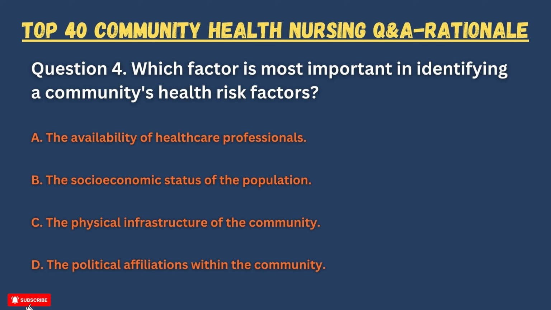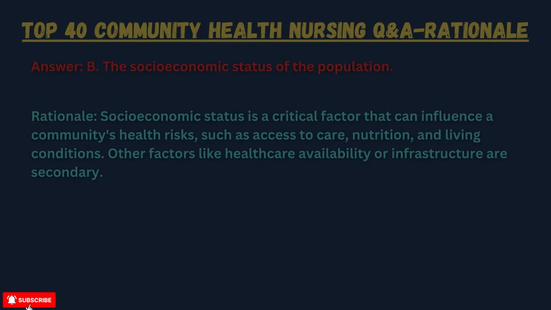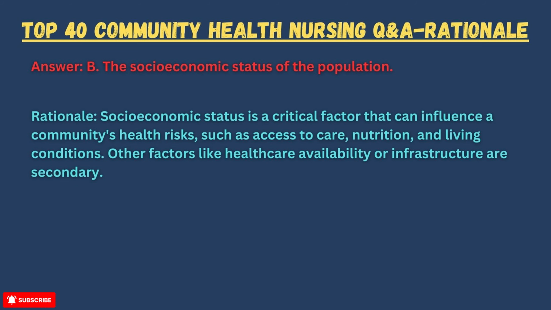Question 4. Which factor is most important in identifying a community's health risk factors? A. The availability of healthcare professionals. B. The socioeconomic status of the population. C. The physical infrastructure of the community. D. The political affiliations within the community. Answer. B. The socioeconomic status of the population.